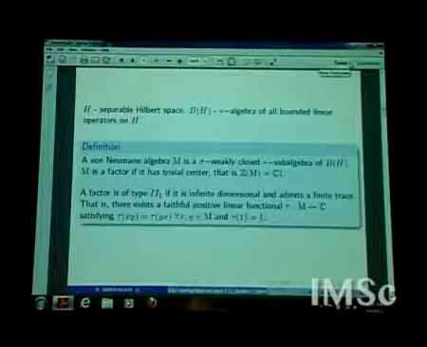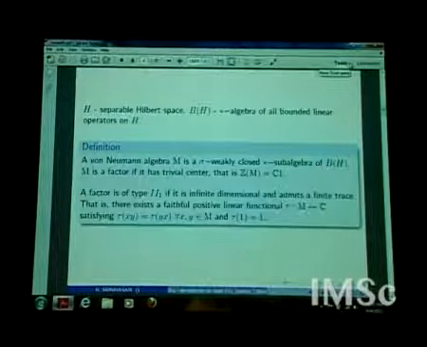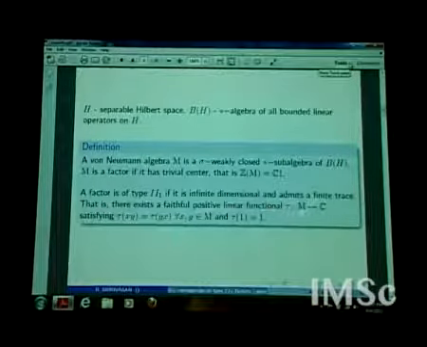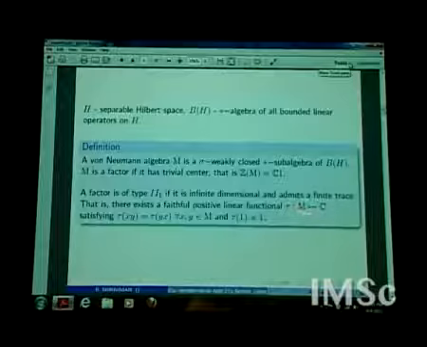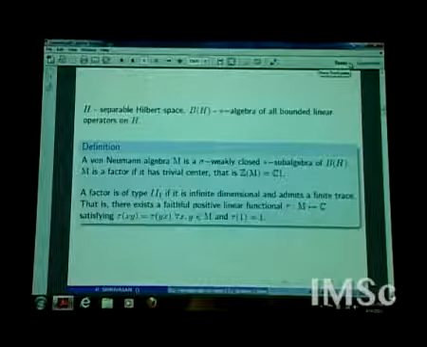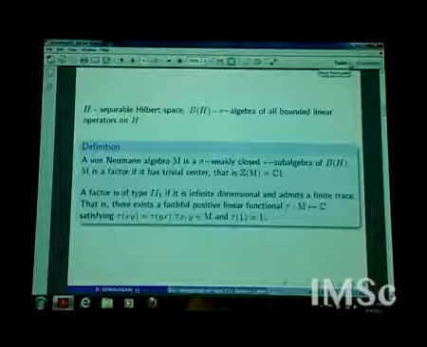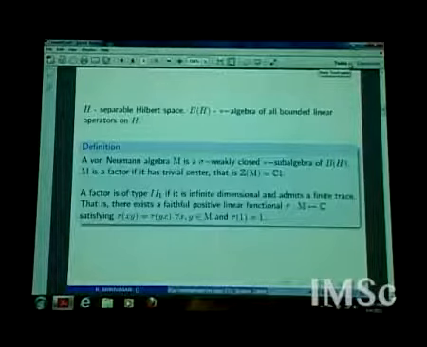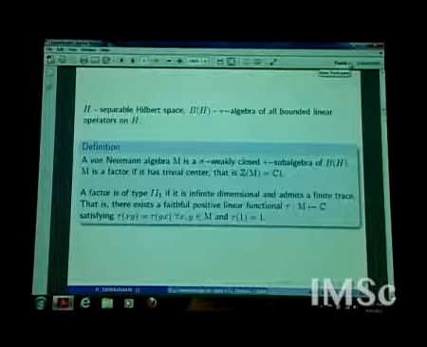A II_1 factor is an infinite dimensional factor. There are other definitions, but I'm just using the equivalent definition for this talk. It's an infinite dimensional object, but it admits a finite trace. The definition of a trace is this: it's a positive linear functional from M to C which satisfies tau of xy equals tau of yx for all x, y, and its important property is tau of 1 is 1. This is the finiteness, so it's an infinite dimensional object which satisfies some finiteness property.